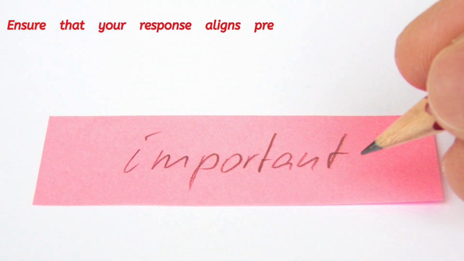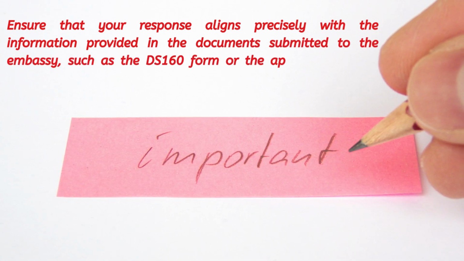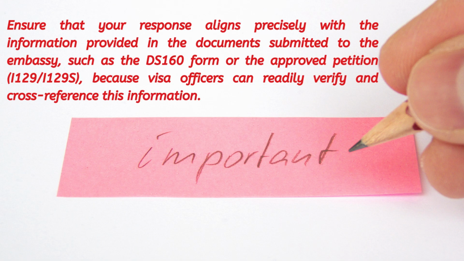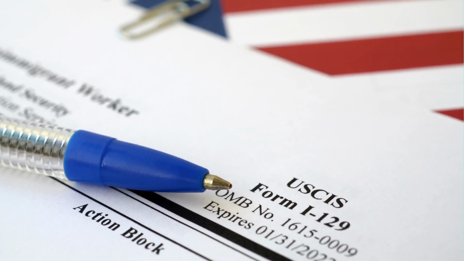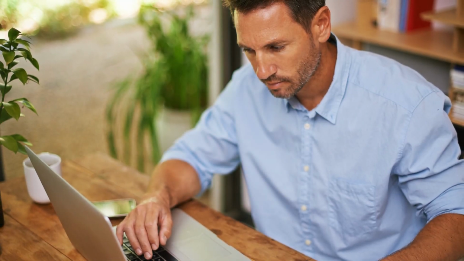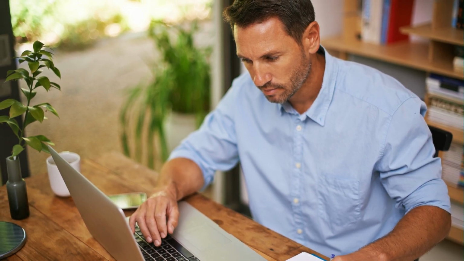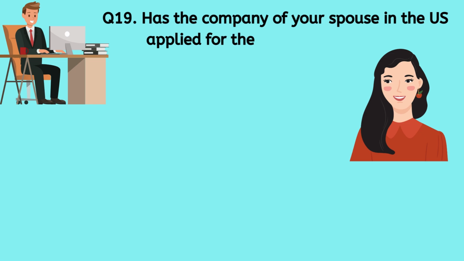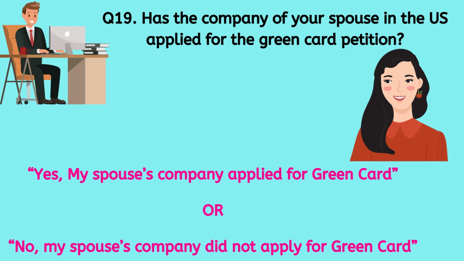Always make sure your answer is same as mentioned in the documents submitted with the United States Embassy, like Form DS-160, and also on the approved petition, that is I-129 or I-129S. These kinds of information can easily be checked and corroborated by the visa officer, and therefore consistency is key here. They might also be interested in knowing, has the company of your spouse in the United States applied for the green card petition? Now answer this question honestly, because this can be easily checked by the visa officer.